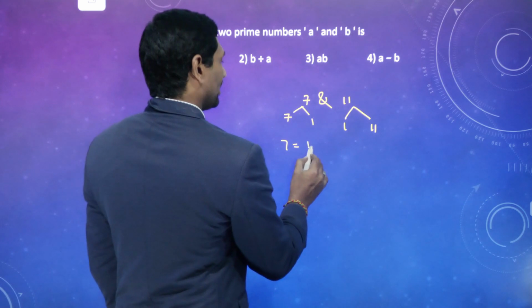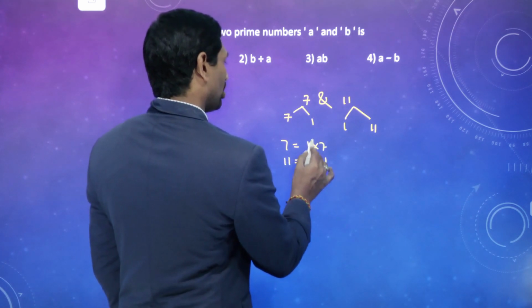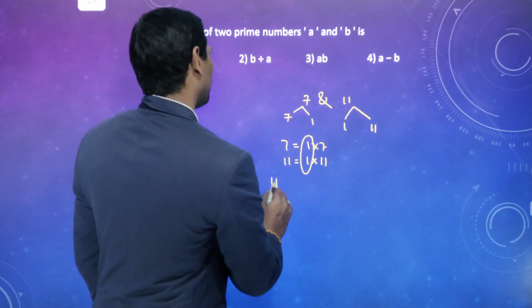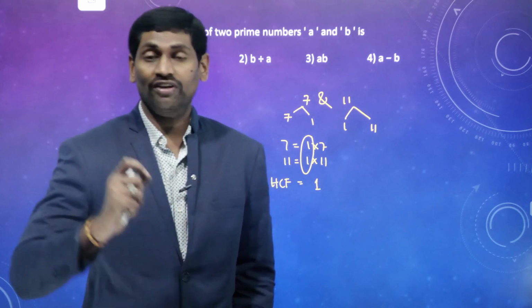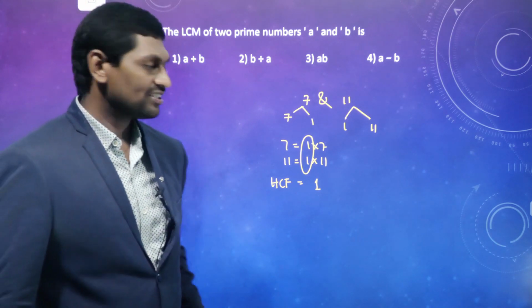So 7 we can write it as 1 into 7, 11 we can write it as 1 into 11. Any common factors? Only 1. Except 1 there is no common factor among them. Therefore HCF of any two prime numbers is always 1.